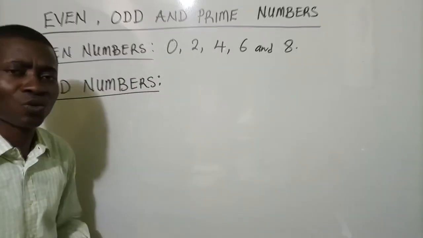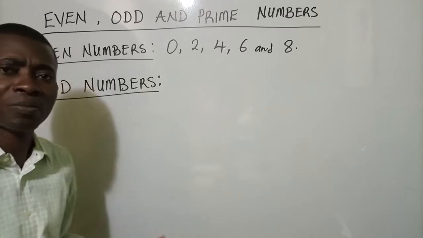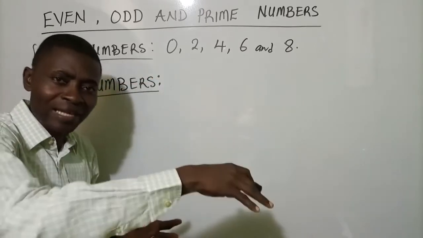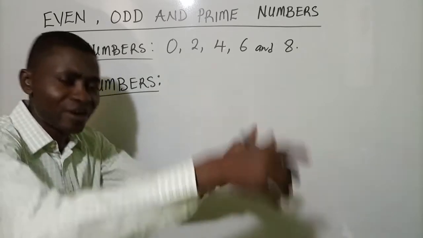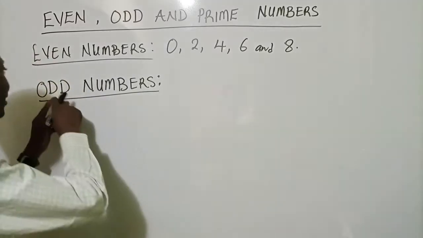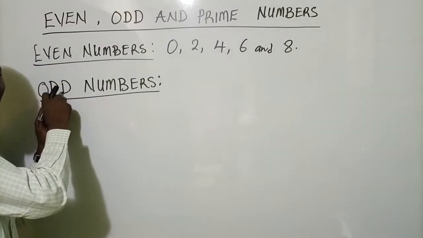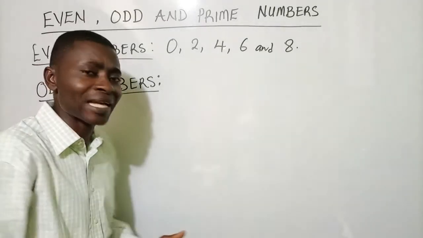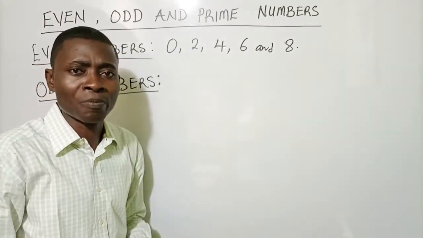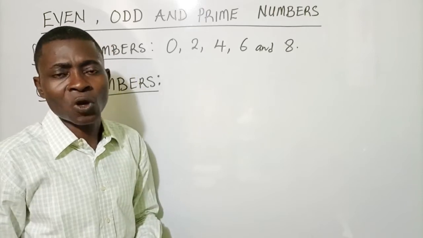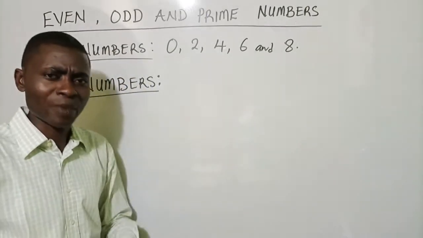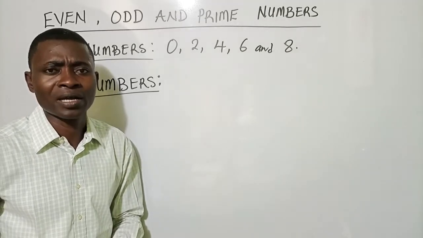Odd numbers. How do we know that a number is an odd number? Any number that, if 2 divides the number and we have a remainder, such a number is referred to as odd. So the very first odd number that comes to our mind is 1. Someone might be asking, what about 0? Is 0 not an odd number?